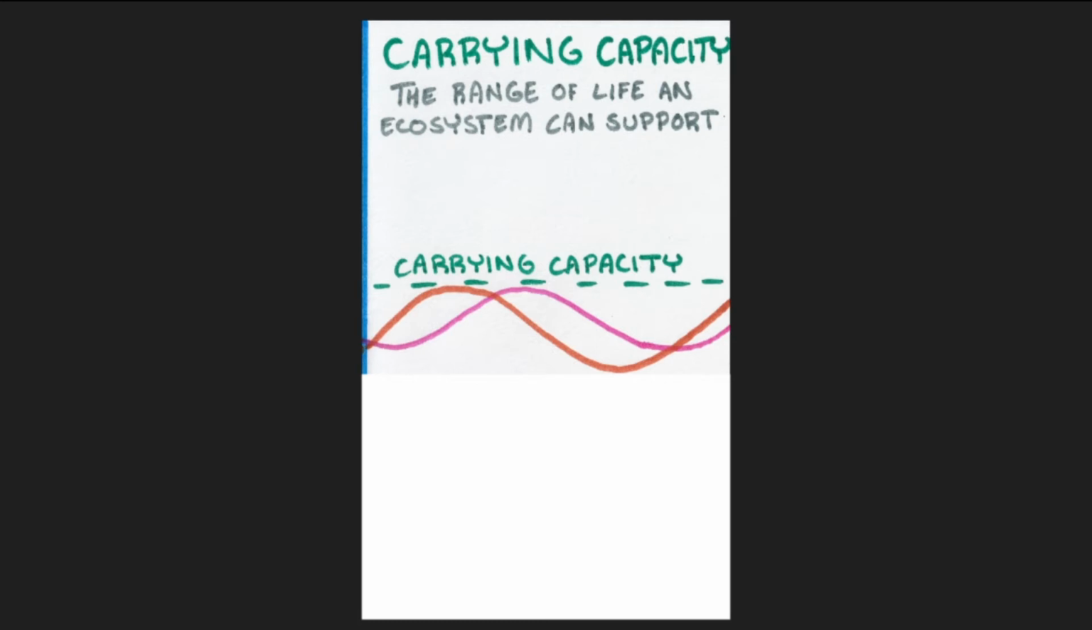And then they'll dip down until the owls no longer have enough food to survive, and so they'll either leave or they'll die. And then once there are fewer owls, the rabbit number will begin to increase. So in this graph, we could suggest maybe the carrying capacity of this ecosystem is about 500 rabbits and 50 owls.